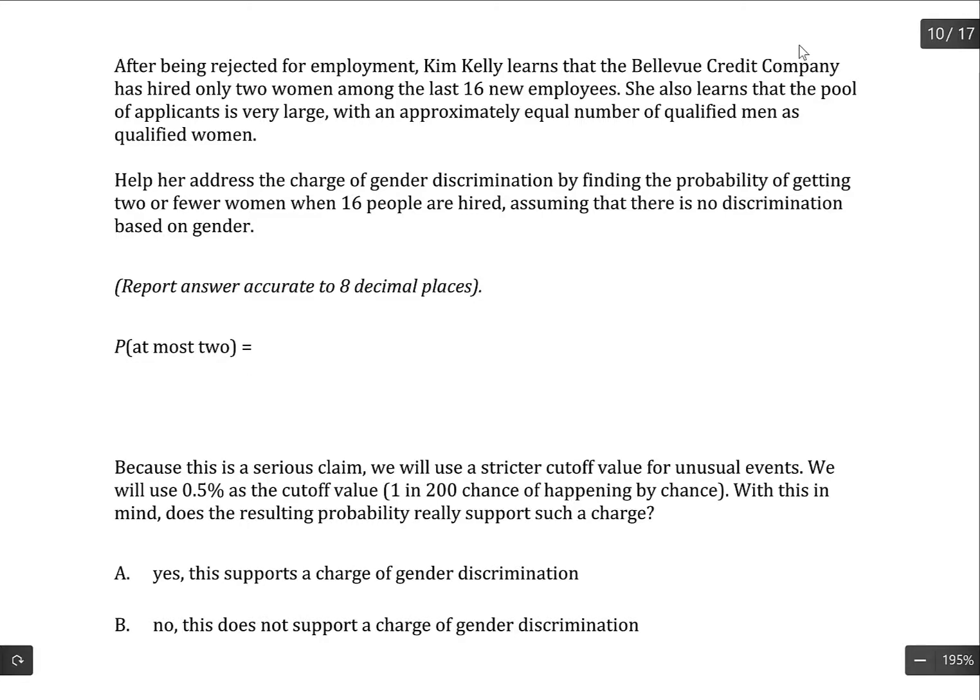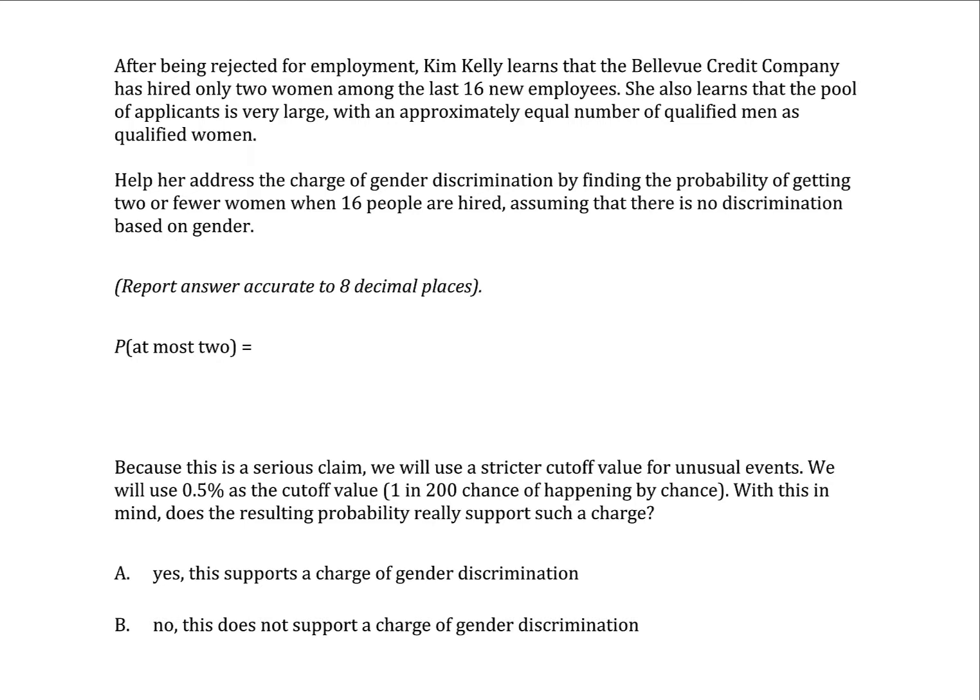After being rejected for employment, Kim Kelly learns that the Bellevue Credit Company has hired only 2 women among the last 16 new employees. She also learns that the pool of applicants is very large, with an approximately equal number of qualified men as qualified women. Help her address the charge of gender discrimination by finding the probability of getting 2 or fewer women when 16 people are hired, assuming that there is no discrimination based on gender.